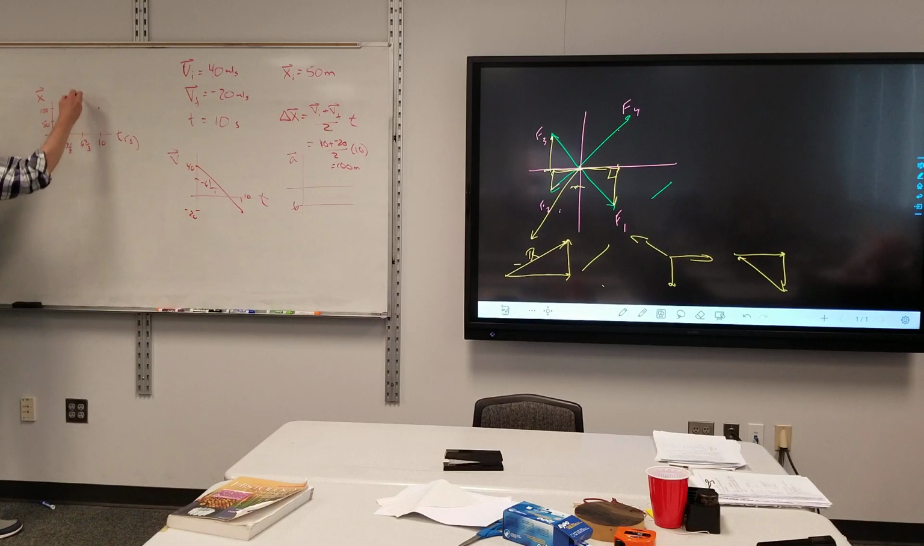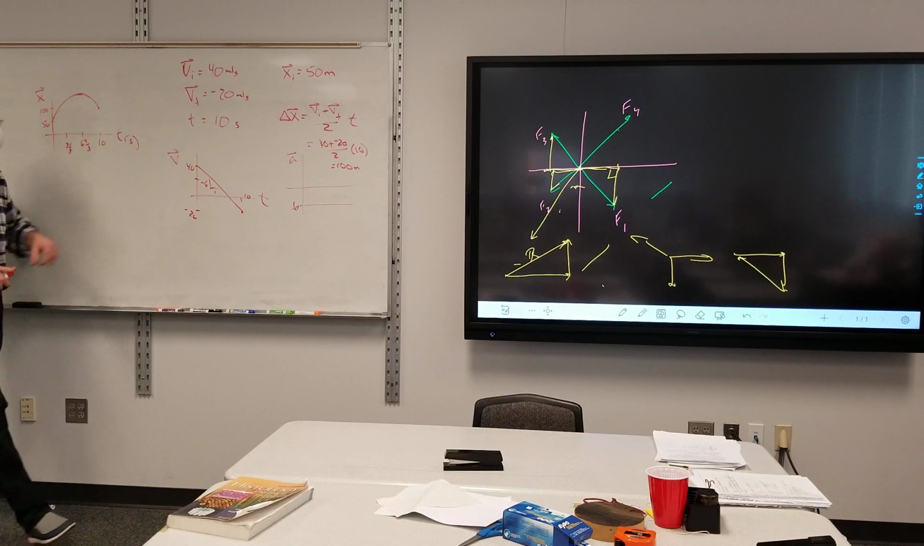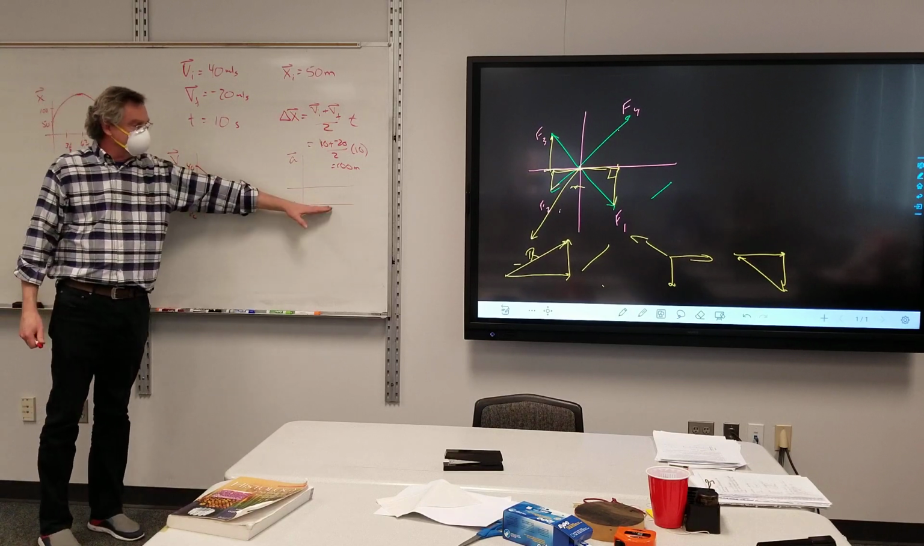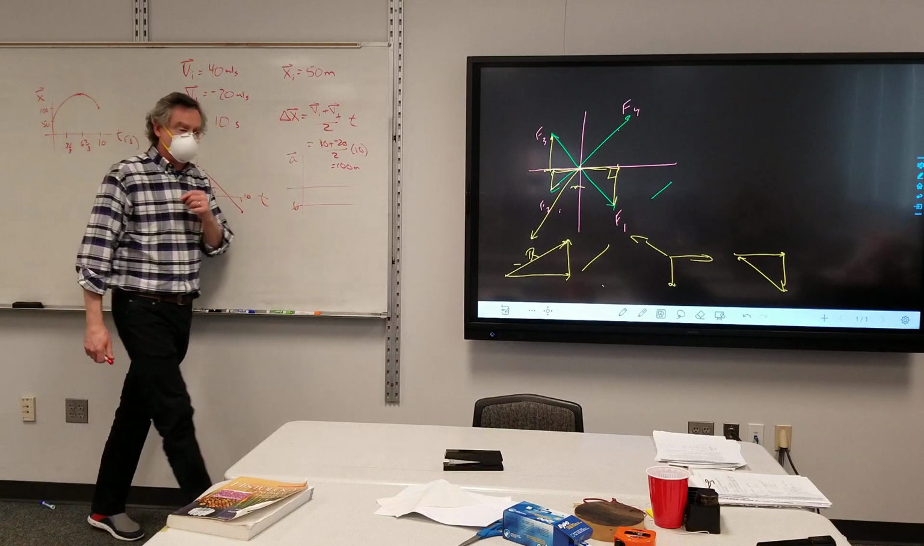It starts here. It's going to peak at this point. Something like that. My slope starts out steep. It becomes less and less steep. At this point, it's 0. Then my slope becomes negative. My slope here is negative the entire time.